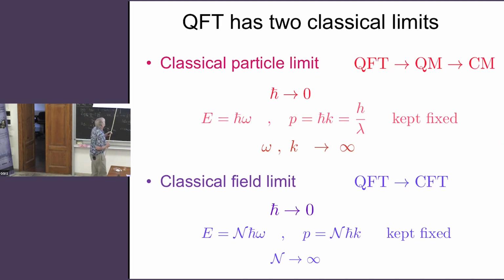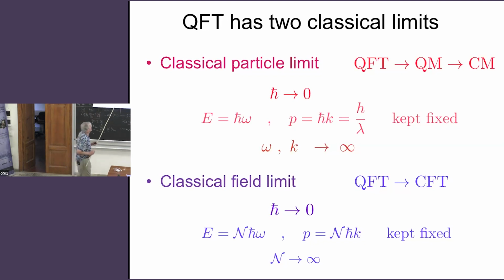It has a classical particle limit where you go from QFT to quantum mechanics, and then from there to classical mechanics. This is the case where, in both cases, you take h bar goes to 0, but here you keep the energy of the particle and its momentum fixed. And since the energy is h bar omega, omega must go to infinity. Likewise, the wave vector must go to infinity. What that means is that it's a wave packet that you can no longer resolve because its frequency of oscillation is so fast and its wavelength is so short. So it becomes a wave packet.